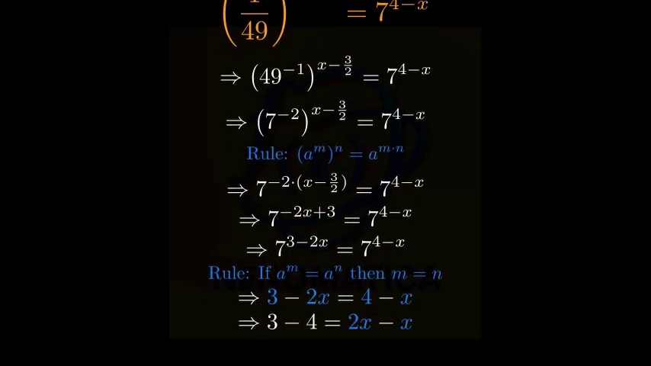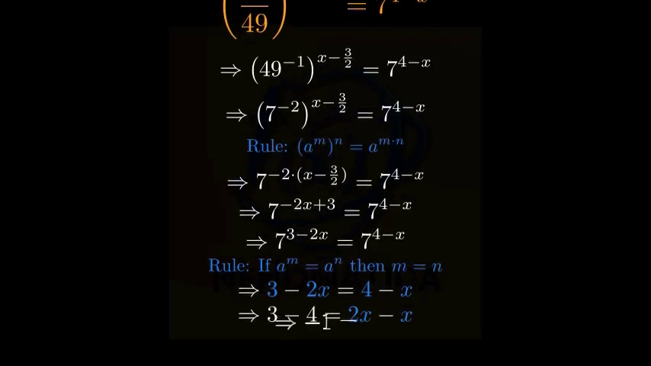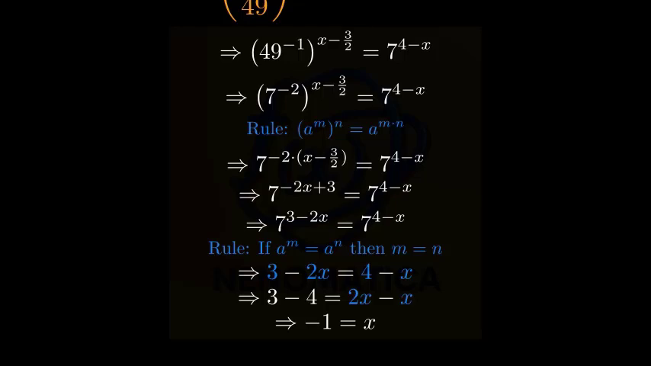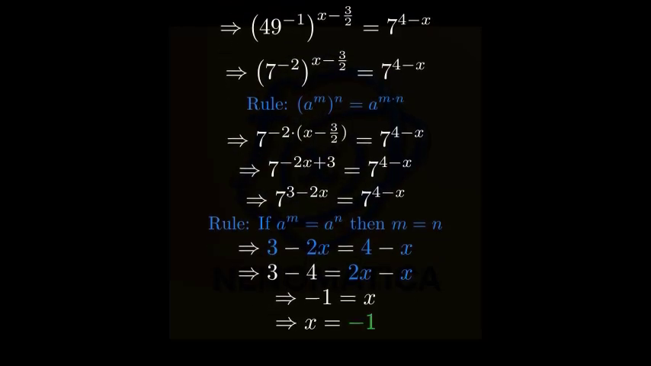Now we've converted our exponential equation to a linear equation. Let's solve for x by first subtracting 4 from both sides. Simplifying the left side, we get negative 1 equals x. Therefore, x equals negative 1 is our final answer.